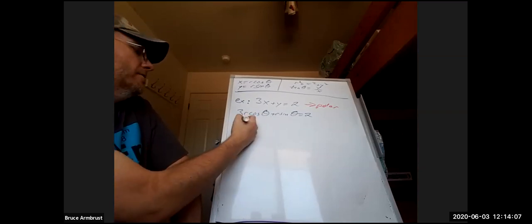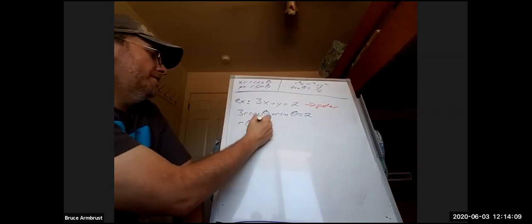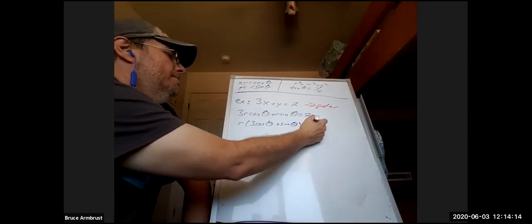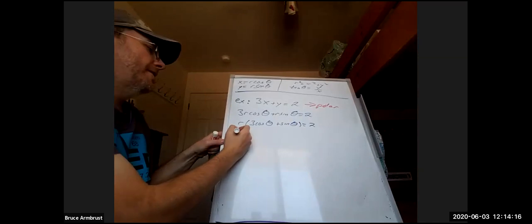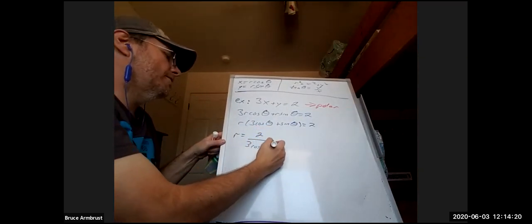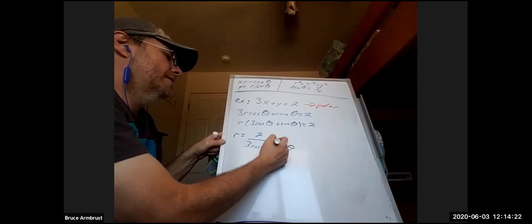I'm going to factor it out since there's an r in both places. And then I can divide by that entire factor. And so here is the polar equivalent of 3x plus y equals 2.